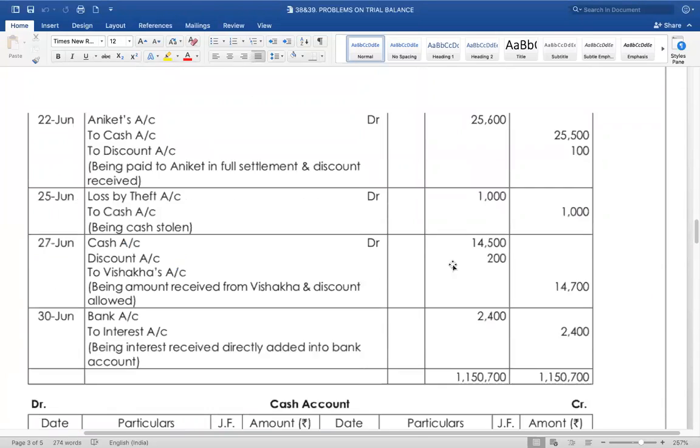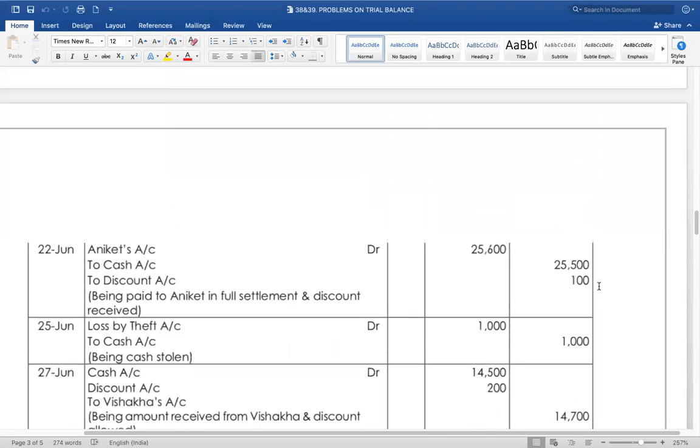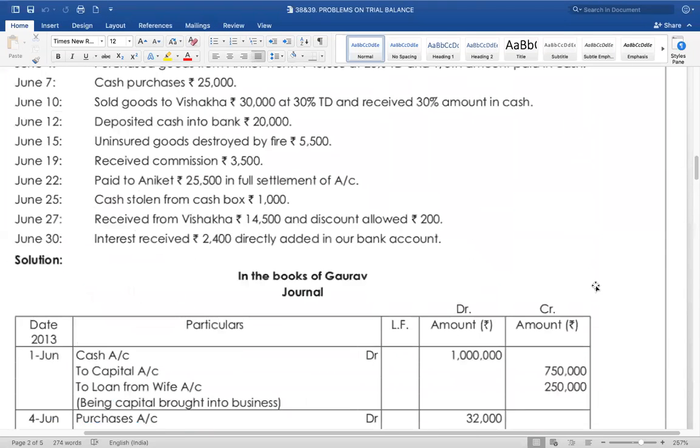But she paid only 14,500. She's a regular customer, pays promptly, and we gave a discount. This is cash discount. We gave a discount of 200. So 14,500 plus 200 is 14,700. The account is settled.